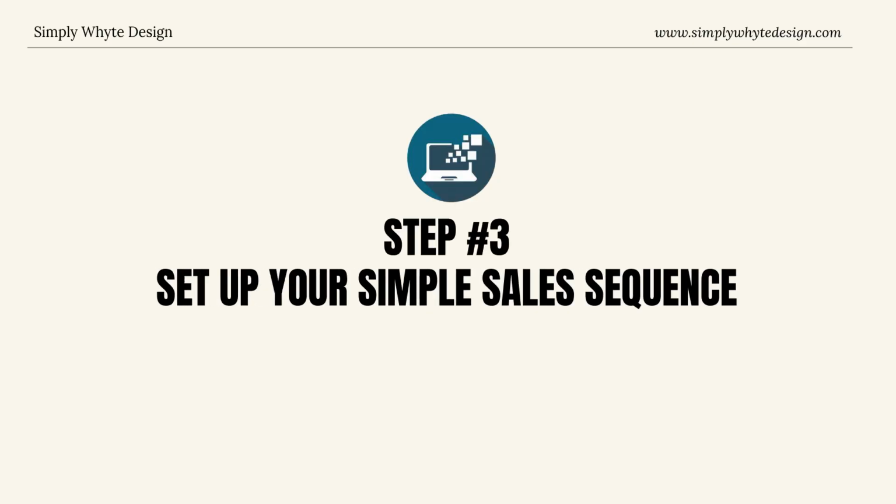Step 3, set up your simple sales sequence. And this is where you actually make money. You want to send a mix of helpful emails and occasional offers linking to your checkout page. If you can provide genuine value in most emails and occasionally present your solution to their problem, your conversion rates can reach as high as 20% for targeted campaigns.